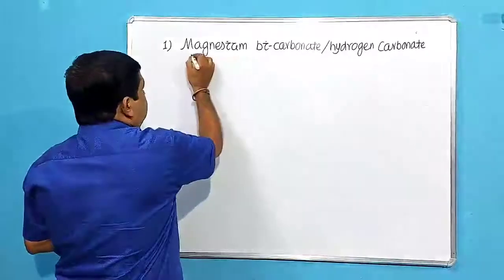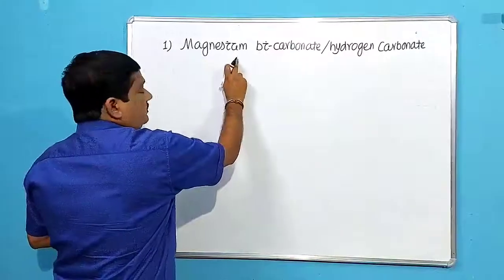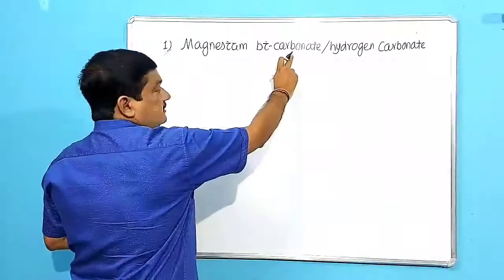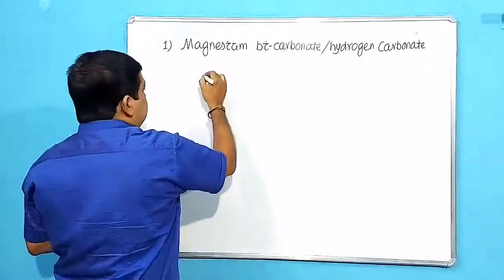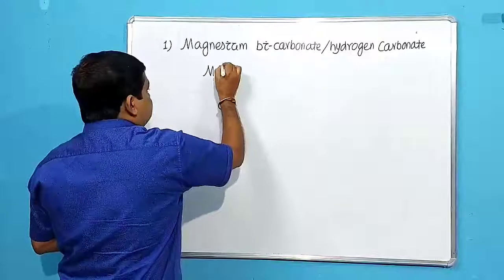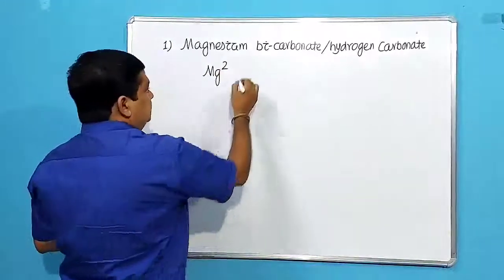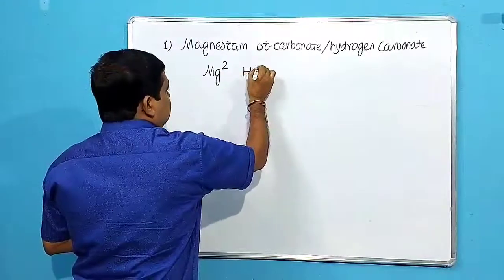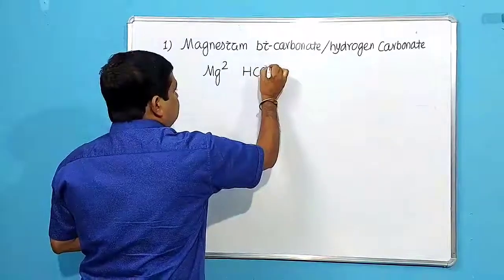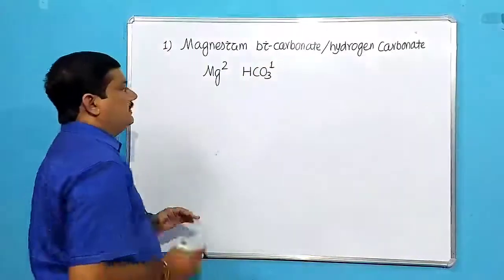Okay. So here clearly 2. Magnesium is the metallic part. Bicarbonate is the non-metallic part. Magnesium valency is 2. It is the positive part. Then bicarbonate radical HCO3 minus. That means its valency is 1.